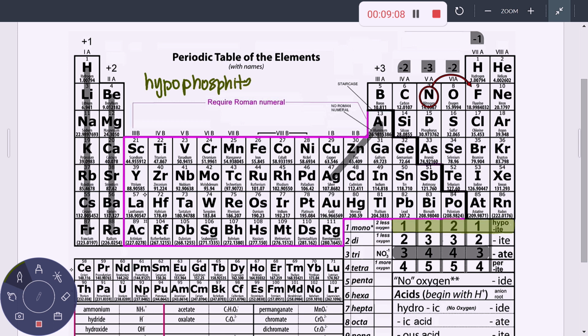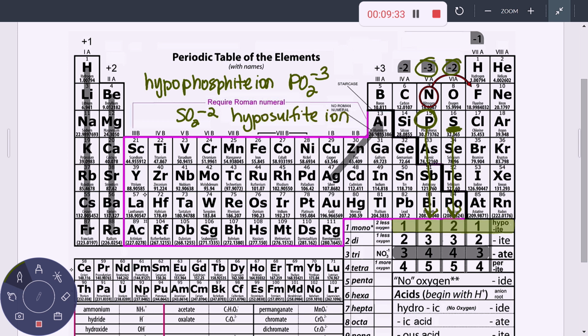So here, if you're looking at hypoite, this would be for something like the hypophosphite ion. So that contains phosphorus. It would be PO2 -3. Same thing if you had something like SO2 -2. SO2 -2 would be the hyposulfite ion. Okay? And then the very last row here, does your periodic table say per-8 or per-ite?